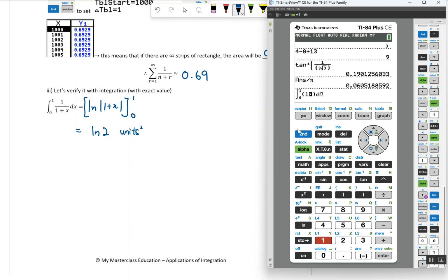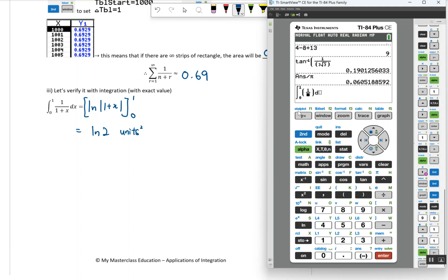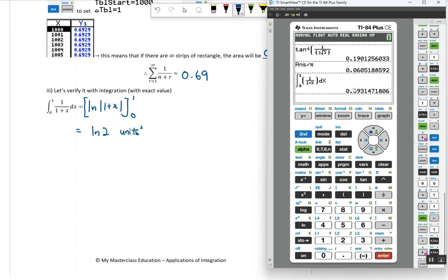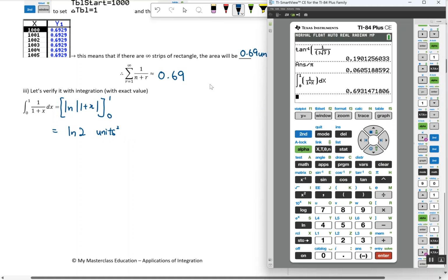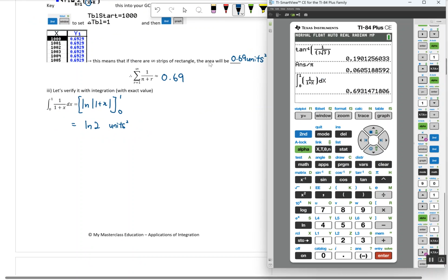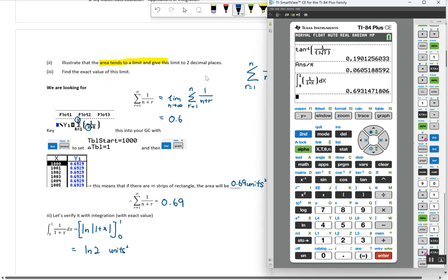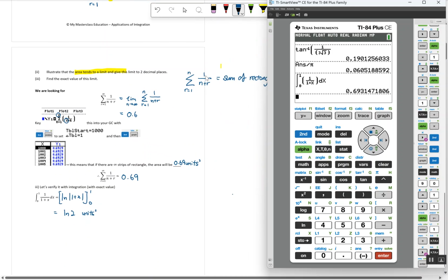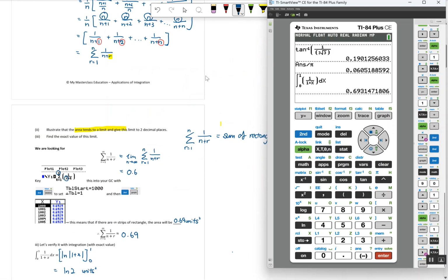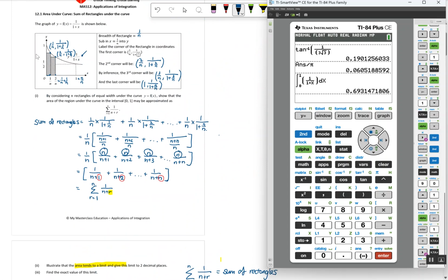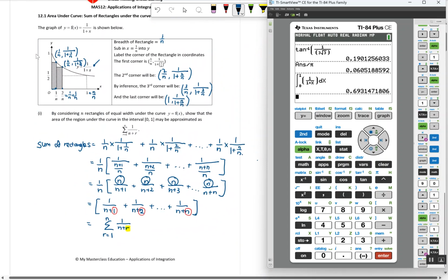So this is the integral, 1 over 1 plus x, and dx. And you will realize that they will give you 0.693, which is actually very close to 0.692. All right. So area under graph is actually finding the strips of the rectangles that are under the curve. Let me just do a small recap for you.